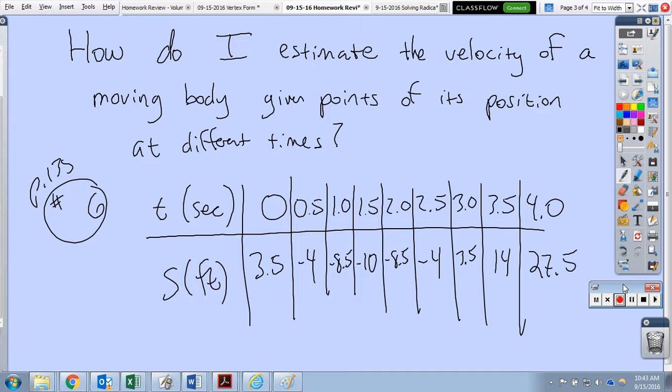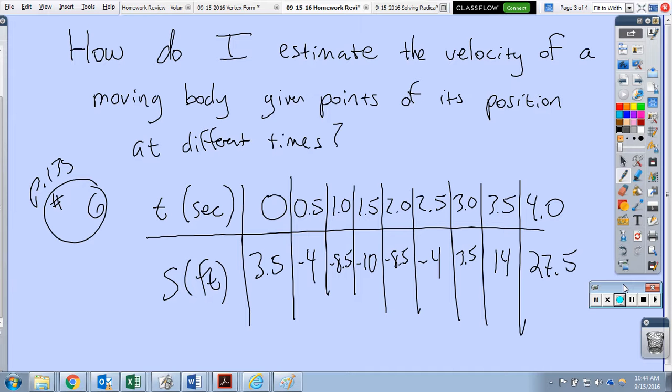So the reason that these can be negative, we're talking about position, is that it's relative to a certain point. Keep in mind, it's moving along a line, it says here. The coordinates of S, a moving body for various values of T. So we're going to assume that it's just a moving body, and we're measuring in one dimension here. So 3.5 feet is its position from some point in space, and then -4 implies direction.